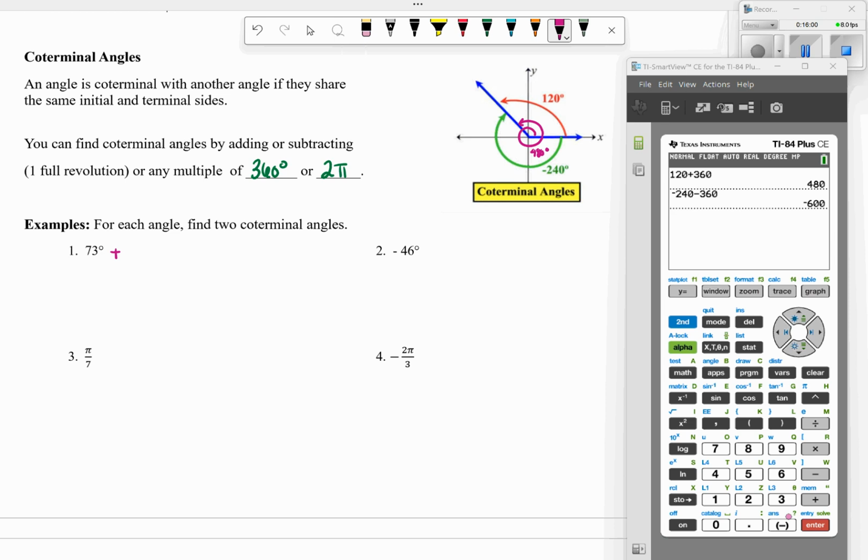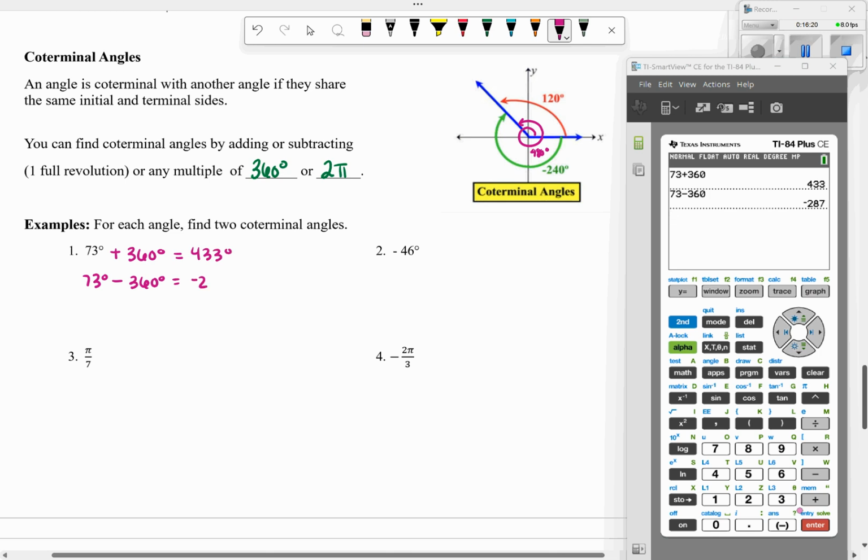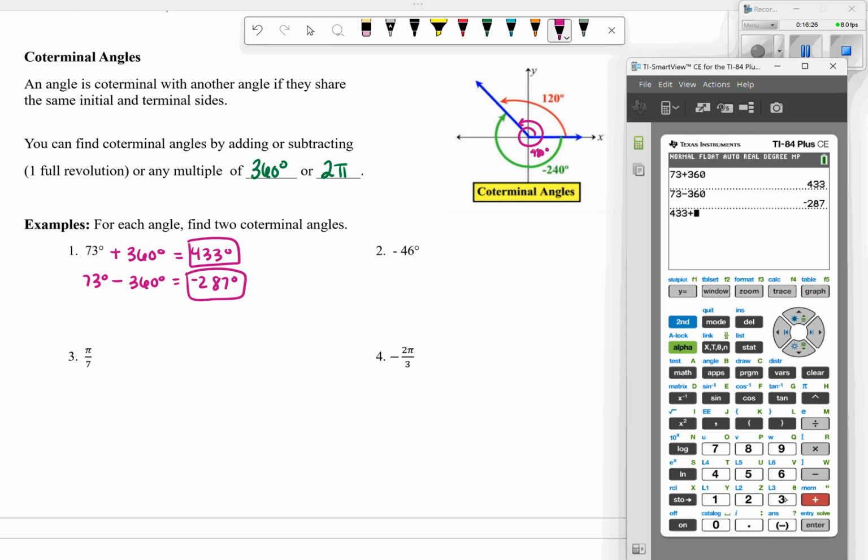So to find coterminal angles in degrees, we're going to add 360 degrees, or subtract 360 degrees from the given angle. So 73 plus 360 gives me 433, and 73 minus 360 gives me negative 287. Of course, these are not the only answers we can have. We could take that 433 and keep adding 360 to get 793, plus another 360, and another 360. These are all going to be coterminal angles to 73 degrees because they're going to have the same starting and same ending side.